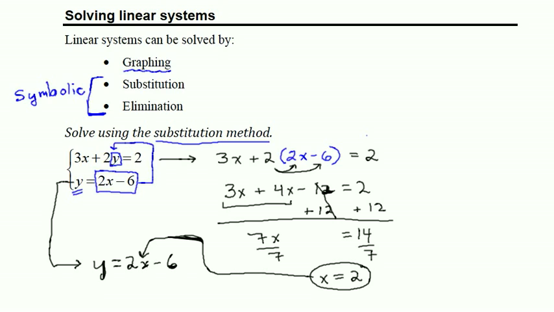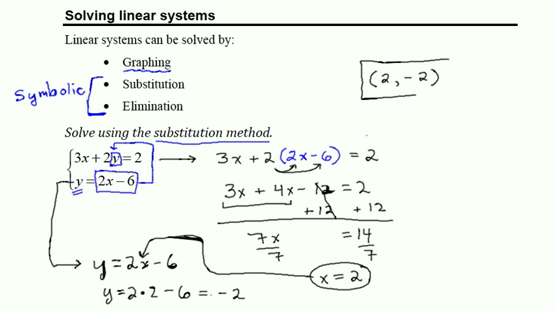So substituting in that 2 gives me y equals 2 times 2 minus 6, which gives me y equals 4 minus 6, or negative 2. So I now have my solution, which is an ordered pair, 2 comma negative 2. I'm going to put this in parentheses as my x and y.